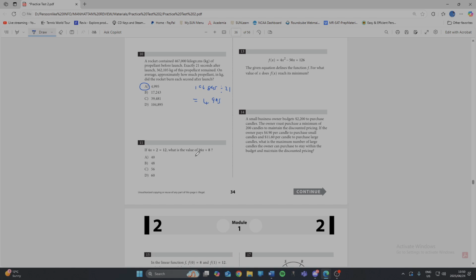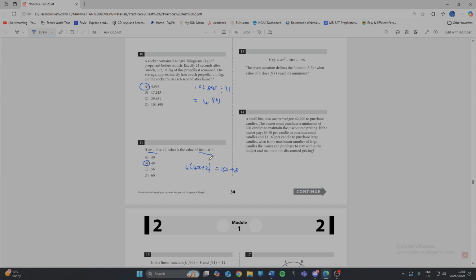So it says, if 4x plus 2 equals 12, what is the value of 16x plus 8? What we can immediately see here is that 16x plus 8 is exactly 4 times 4x plus 2. Remember, if we do 4 times 4x plus 2, we are left with 4 times 4x is 16x, 4 times 2 is 8, plus 8. So we can see that 4 times this term is exactly this term on the left hand side. That means that the 12 would be exactly 4 times 12 as well. So 4 times 12 is 48.